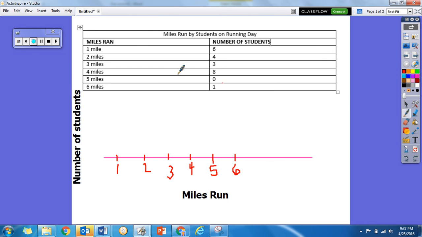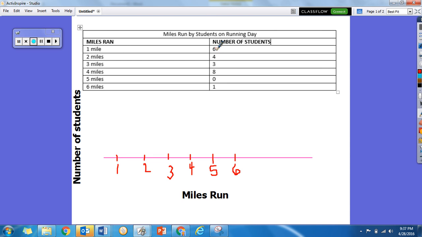Now, we know that 6 students ran 1 mile. So we're going to make 6 X's: 1, 2, 3, 4, 5, and 6. That shows us that 6 students ran 1 mile. And for 2 miles, there are 4 students. So 1, 2, 3, 4.